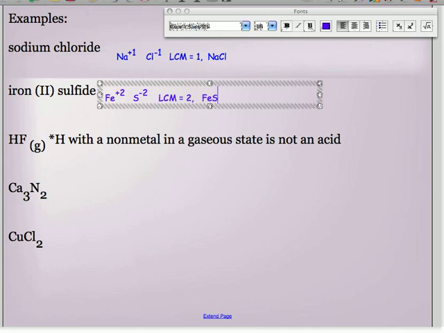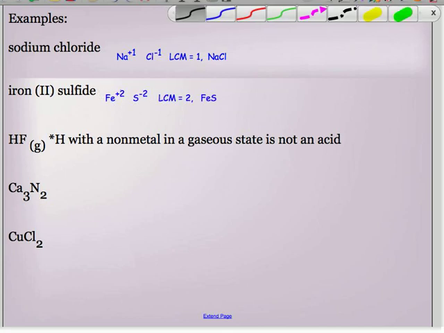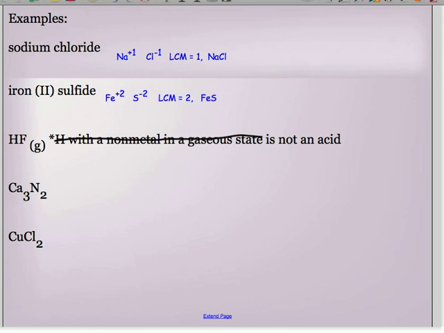Next one, we're just doing our naming. Don't worry about this one thing. You can even cross it out. Don't worry about that. We're just not at acids yet, but don't worry, you can cross that off.